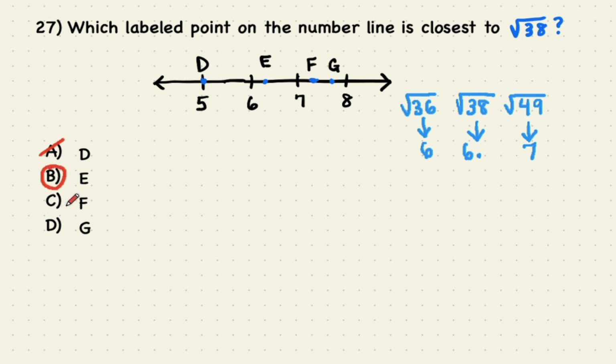But now let's take a look at C. So C, we have F, and that's 7 point something, so we know that's incorrect. And then D, which is at G, is 7 point something, closer to 8, so we know that is incorrect. So as stated, the correct answer is answer choice B, and that's at the point E right here, okay? So let's go ahead and move on to number 28.